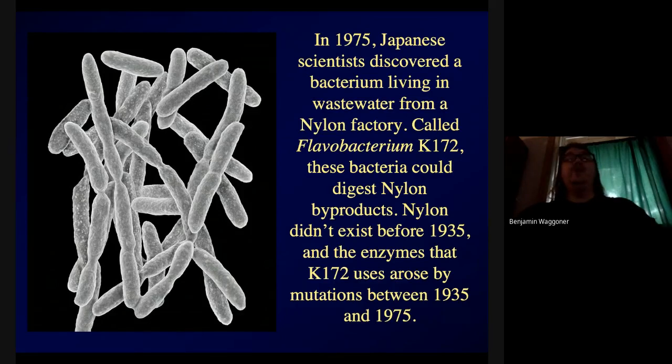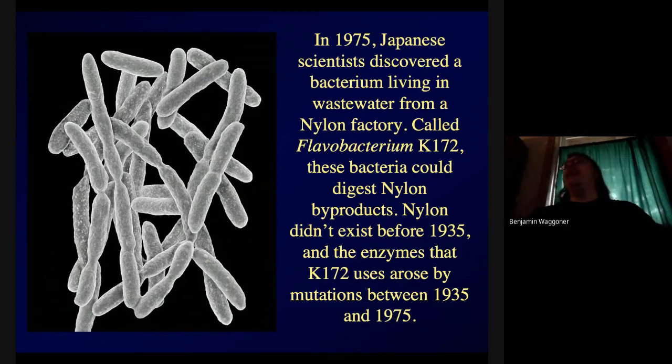The reason that's cool is that nylon did not exist before 1935. It's an artificial fiber. And so we know that the enzymes that K172 uses came into existence sometime between 1935 and 1975. And it's been possible to track the mutations in existing genes that gave Flavobacterium the ability to break down this food source that nobody else could use, right?